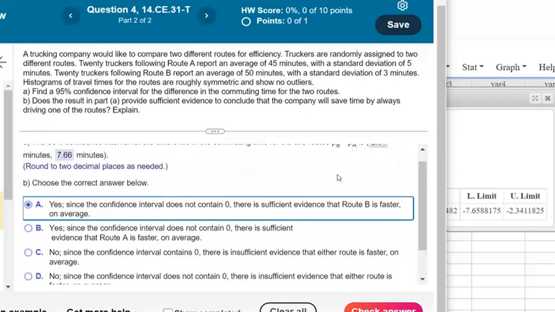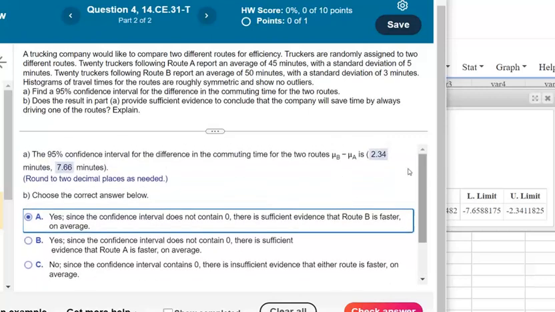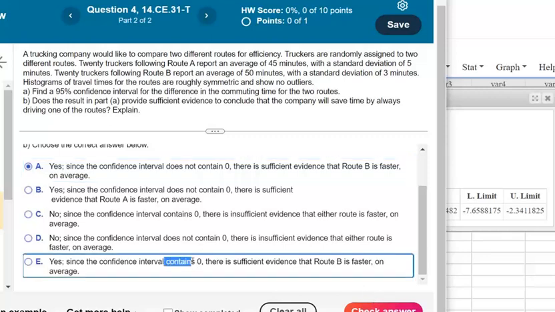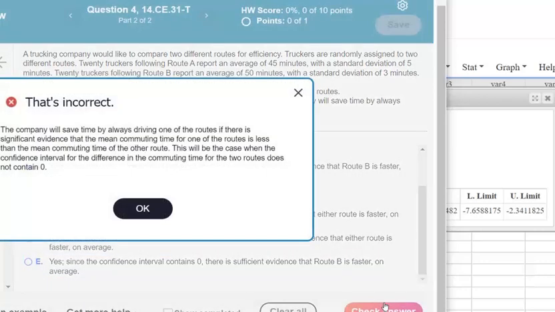Sorry. Route B is faster, Route A. Which one was faster? Well, if B subtracted by A is positive, then Route B must be bigger, right? If this number was smaller than this number, then we would be getting a negative result. What's the difference? This one says yes, it does contain 0. That's not correct. Oh, what did I do wrong?